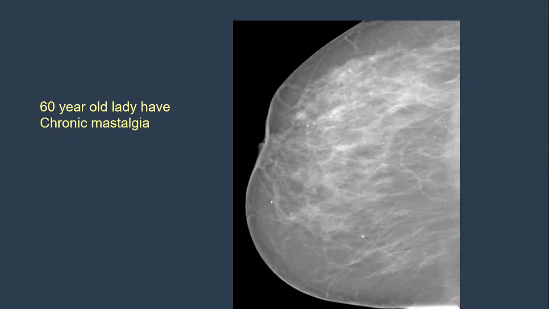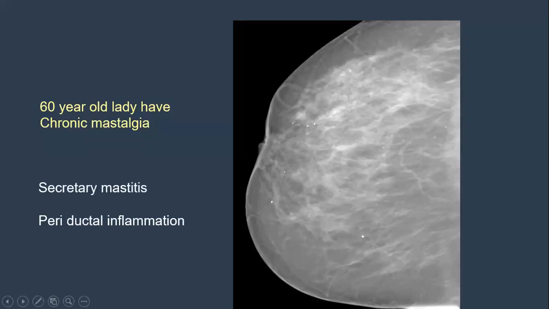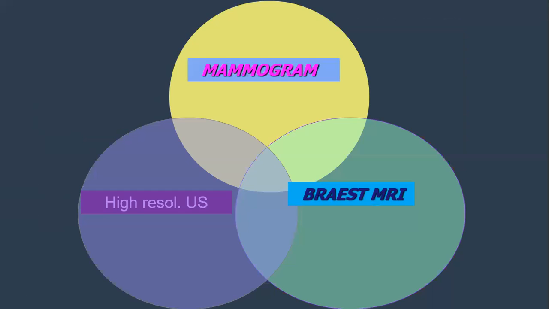Okay, this calcification and the architectural distortion are due to it. Look here, these are all periductal mastitis. Secretory mastitis, periductal inflammations. Okay. What did you see here?